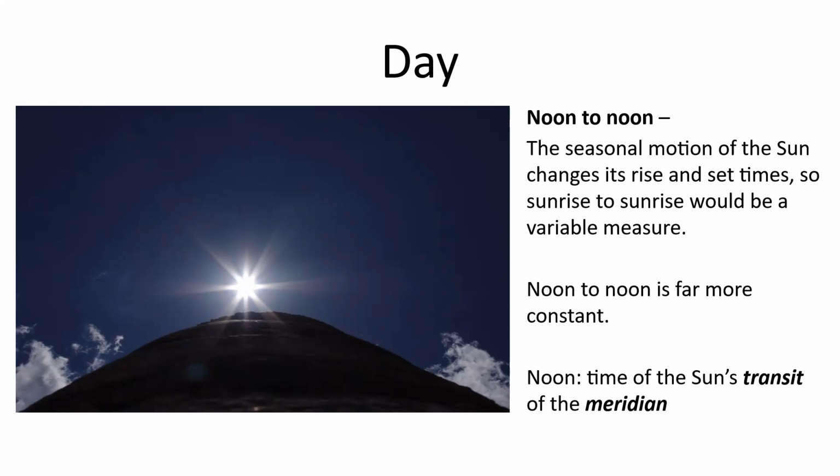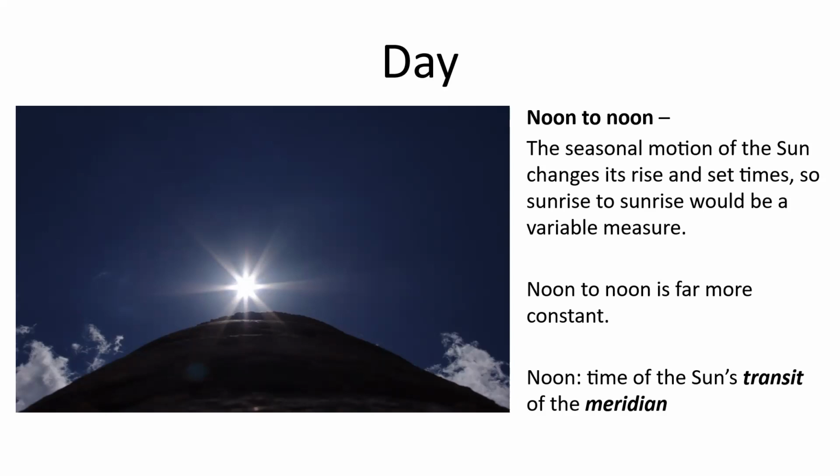AM is an abbreviation for the Latin ante meridian, which means before the meridian, and PM is post meridian, so after the meridian. So when the sun is before the meridian, it's the morning, and when it's after the meridian, it's the afternoon, and of course, right on the meridian is noon itself. And if you measure the amount of time it takes for the sun to go from one crossing of the meridian, one noon to the next noon, that's going to give you the most consistent length of time.